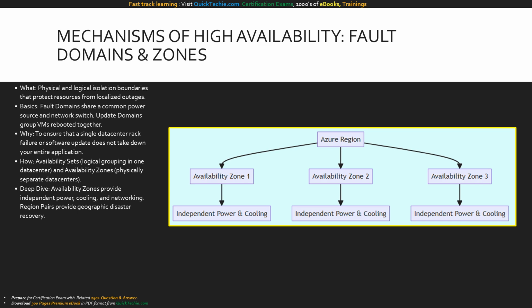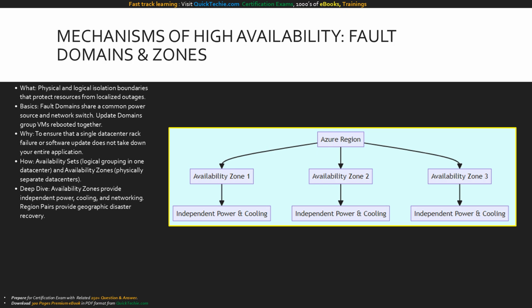What if an entire data center catches fire or loses power? That is where availability zones come in. Availability zones are physically separate data centers within the same geographical region, complete with their own independent power, cooling, and networking. By distributing your application instances across different availability zones, you ensure that a catastrophic failure in one physical building does not take your application offline. For absolute maximum resilience, you can even replicate across paired geographic regions.